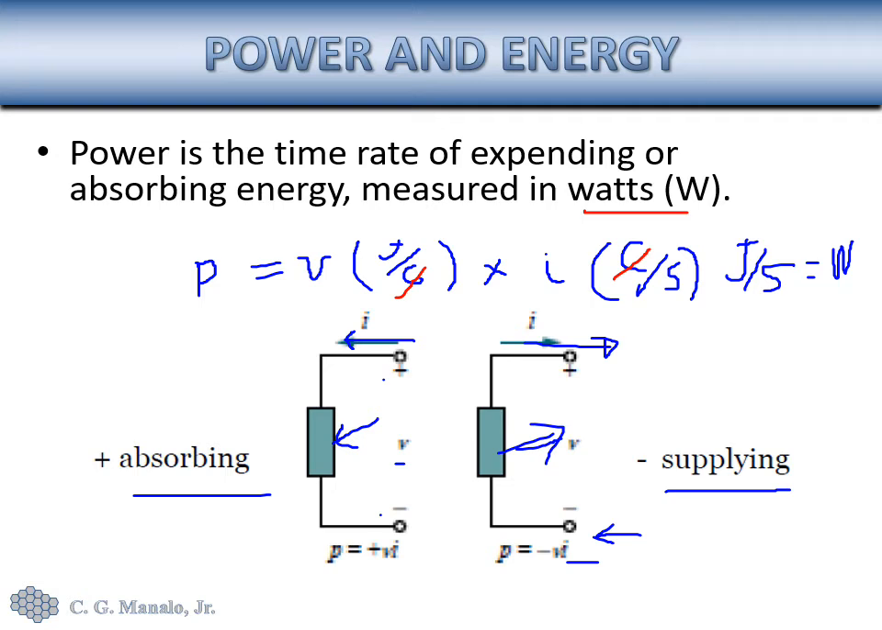This concept can be compared with, let's say you have a bank account and money is flowing towards your account. That would mean that is a positive for your account, right? And if money is flowing out, that would mean that you're losing money or you're supplying money. So that is the analogy there when it comes to whether power is being absorbed or supplied.